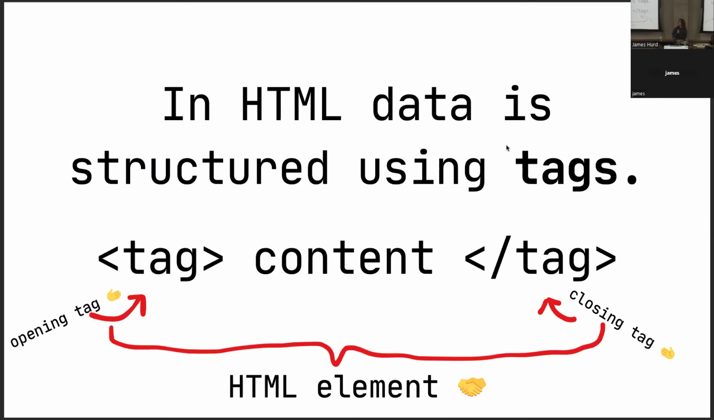So in terms of the actual structure of an HTML document, it uses these things called tags. Every element in HTML starts with one of these opening tags. You put all the content that will go in that element, and it ends with one of these closing tags over here. Put them all together and you get an HTML element.